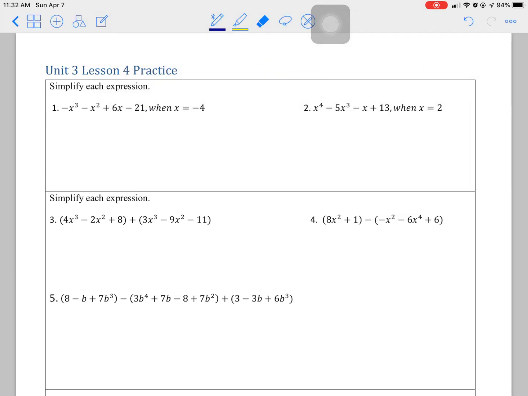Uh-oh. Hope my battery's not dying here. Let's see. All right.